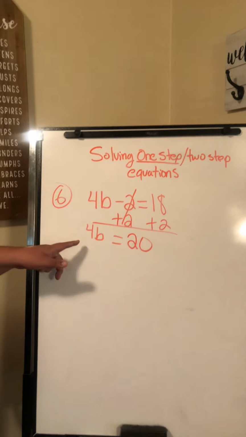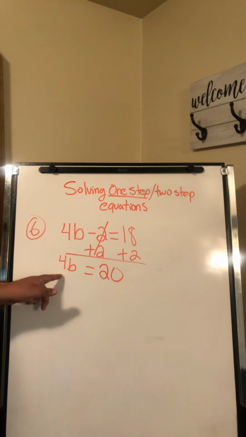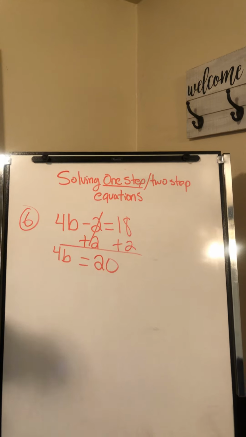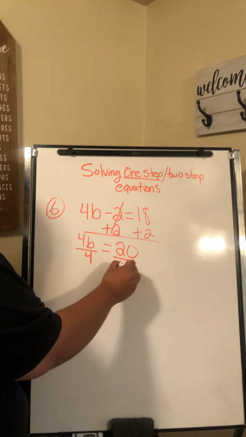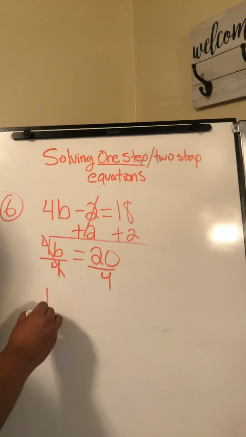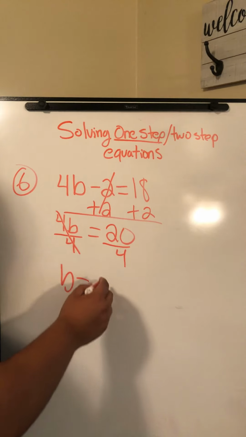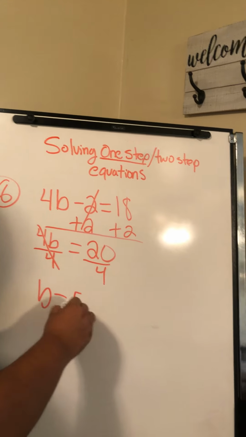Now you look again. They're multiplying, right? What's the opposite of multiplying? Division. So you're going to divide by 4. Divide by 4. This cancels. B equals 20 divided by 4 is 5.